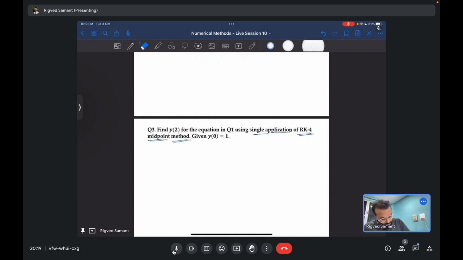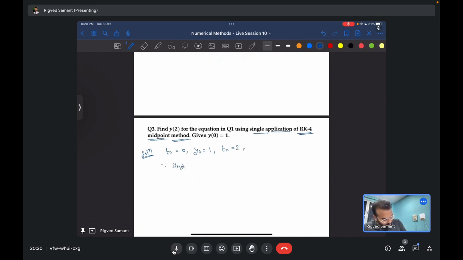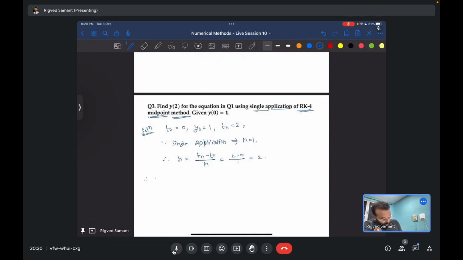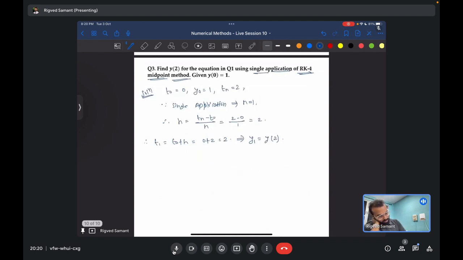So t0 is 0, y0 is 1, tn is equal to 2. Since single application, n is equal to 1, therefore h is equal to tn minus t0 divided by n, that is 2 minus 0 divided by 1, that is 2. Okay, that is this thing. Therefore t1 is equal to t0 plus h, 0 plus 2 is equal to 2, implies y of 1 is equal to y of 2. So you just have to do it once, but using the RK4 method.